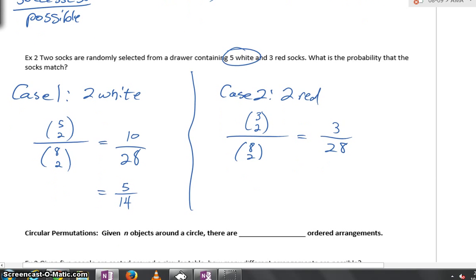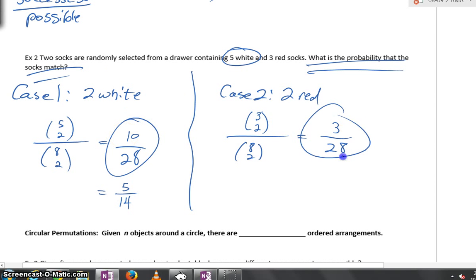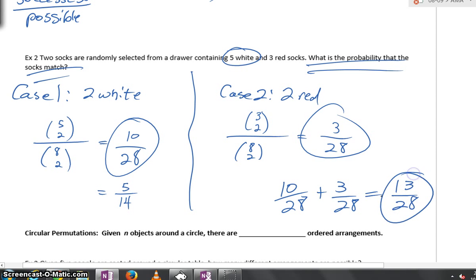Well, now for the big question. We've got our 2 different cases. What's the probability that our socks match? What do you think we have to do? Take these 2 numbers and add them together. Sometimes kids would be like, I don't get why you're adding them together. Listen, we did homework just a minute ago. Didn't we see that if you had the probability of A or B, it was the probability of A plus the probability of B minus the probability of both of them occurring?